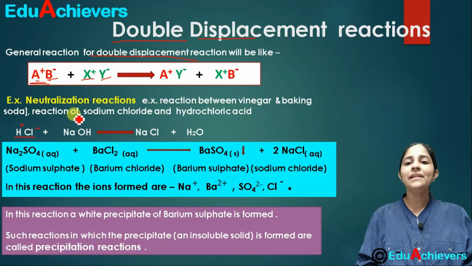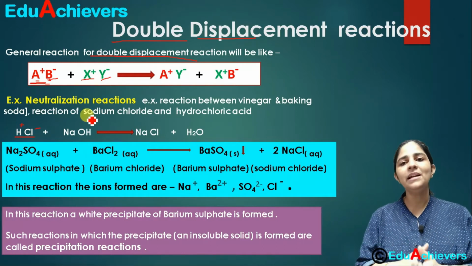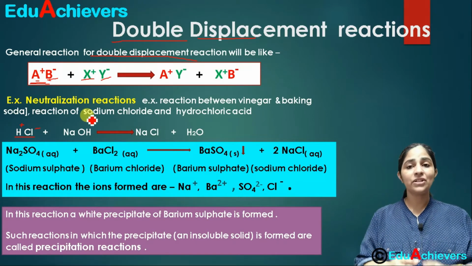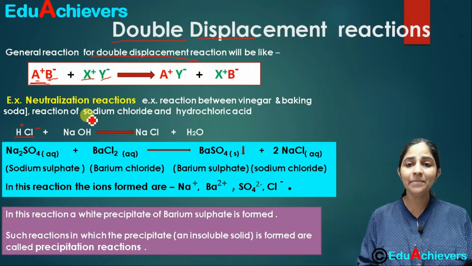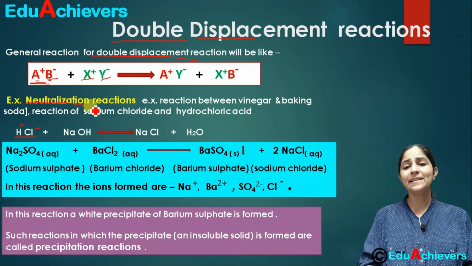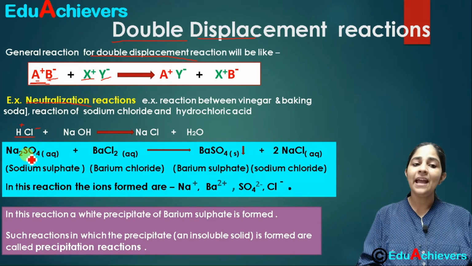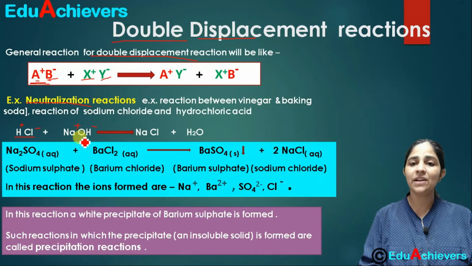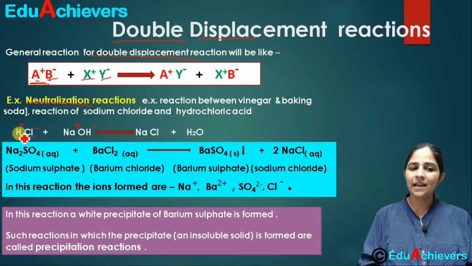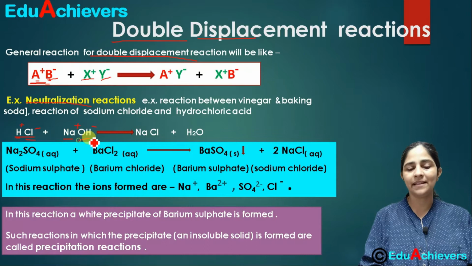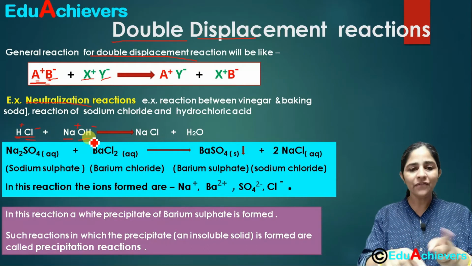The more general reaction where double displacement takes place around us: most neutralization reactions, the reactions between an acid and a base, are double displacement reactions. So it's easy to learn them. If I take the simplest reaction, when HCl reacts with NaOH, Na is positively charged and OH, the hydroxide ion, is negatively charged. So here you have H plus and Cl minus ions, and Na plus and OH minus ions.